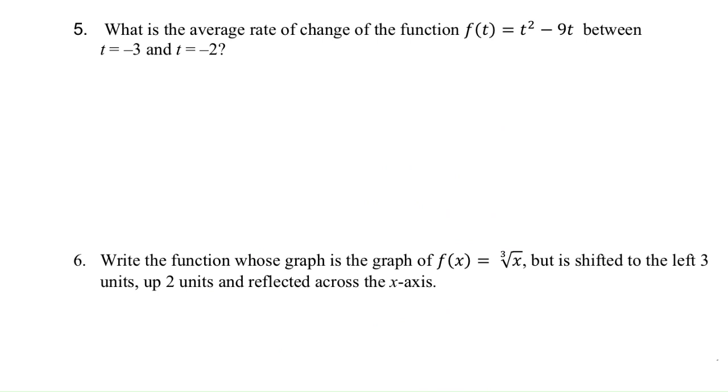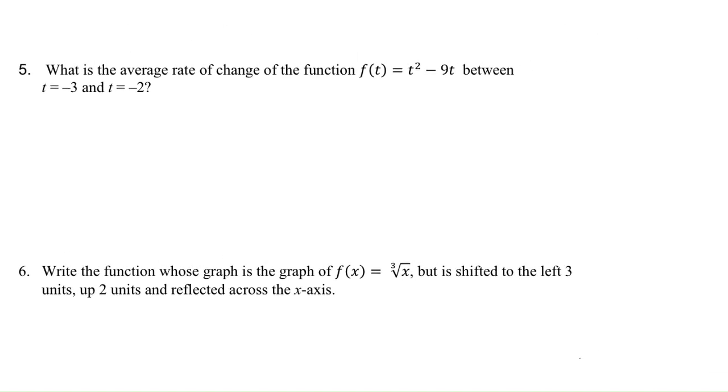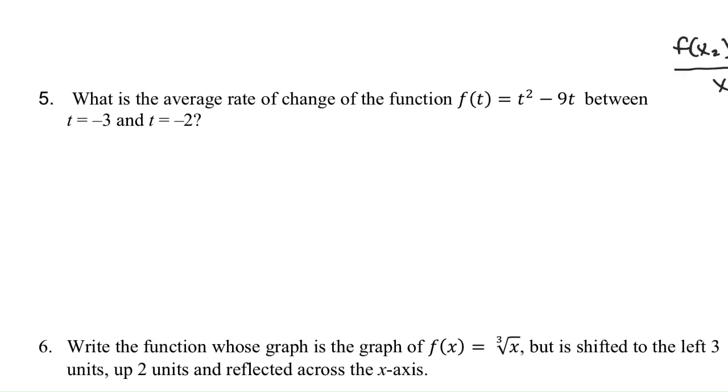Question 5 is from section 2.4, average rate of change. The formula for average rate of change is just the slope formula. The way it was given in your notes for section 2.4 is f of x2 minus f of x1 divided by x2 minus x1. Well, this function here is not defined in terms of x, it's defined in terms of t, so all we need to do is change out the x's with t's, and I'm going to go ahead and label these as, since this is written first, that's going to be t1 and that's going to be t2.